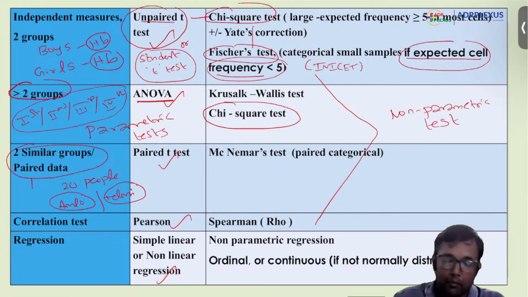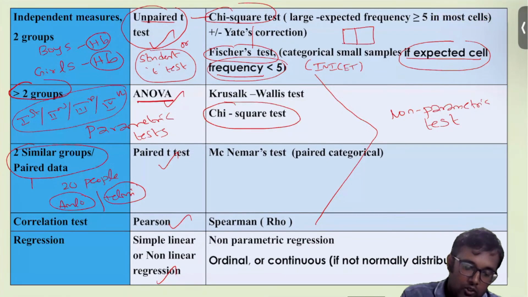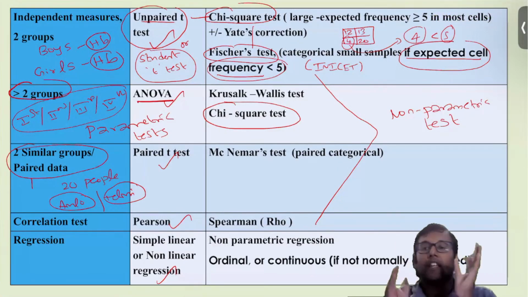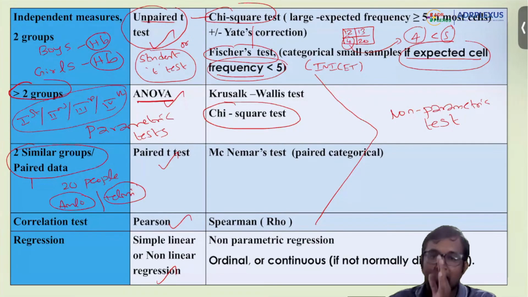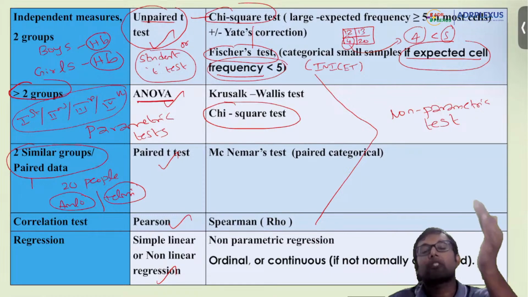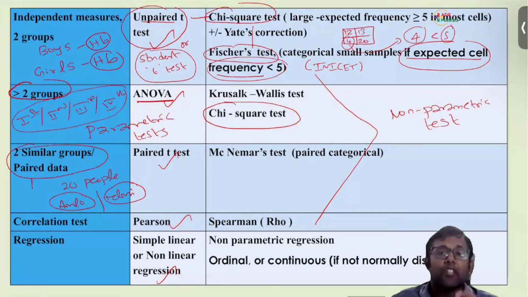When there is a small number of cells, that means, see, we have a two-by-two table now. In this table, 12, 13, 4, 20. Here one of the values, 4, is less than 5. In case any one of the values is less than 5, instead of the chi-square test, we can use Fisher's exact test. So Fisher's exact is the equivalent of an unpaired test. We use it when any one of the frequencies is less than 5. If the expected cell frequency in any one cell is less than 5, we can use Fisher's exact test.